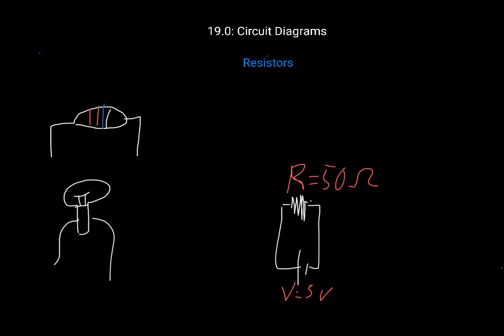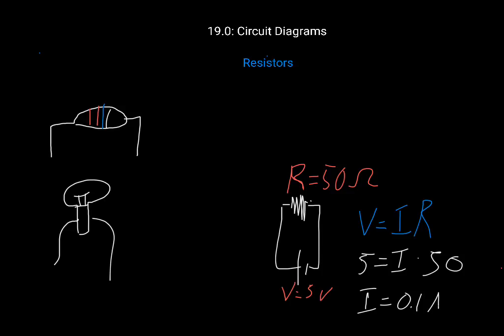Remember, we use Ohm's law, V equals IR. We have a voltage, we have a resistance, and so we can plug these values in. 5 equals I times 50, divide both sides by 50, and we end up with I equals 1/10 of an amp. You might want to pay attention and remember this diagram and this problem for something later.